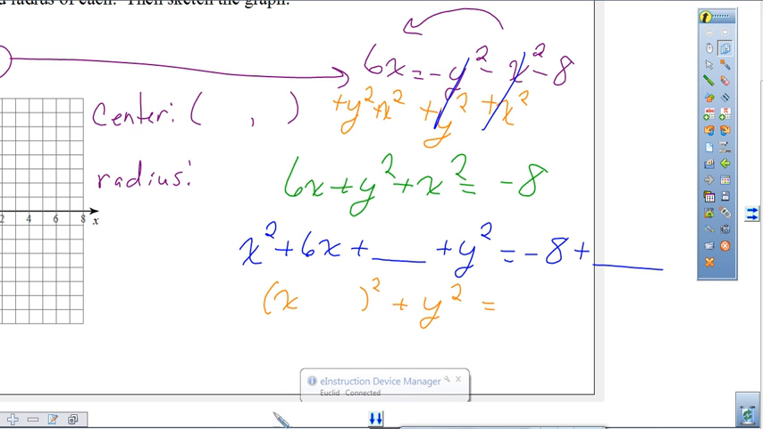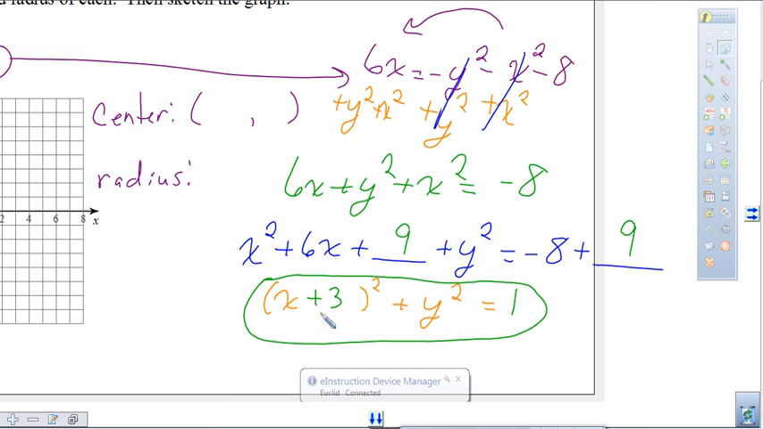Alright, so 6 divided by 2 is positive 3. 3 squared is 9. If I add 9 to that side, I got to add 9 to this side. Negative 8 plus 9 is 1. There's your standard form.